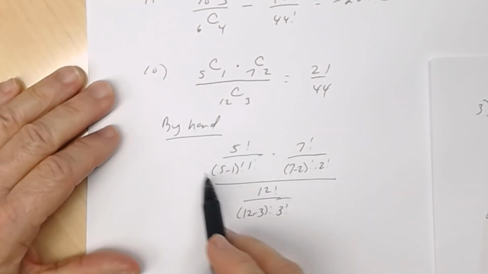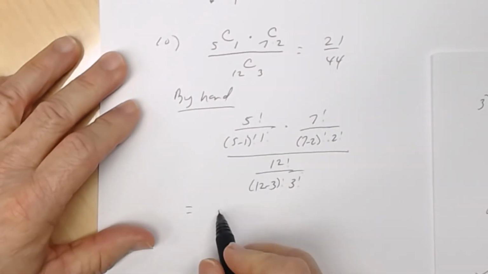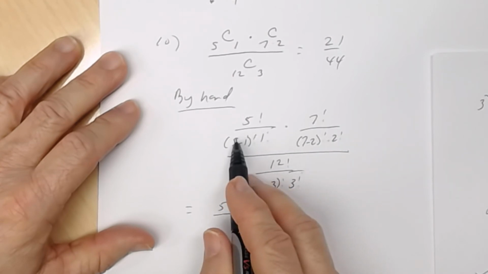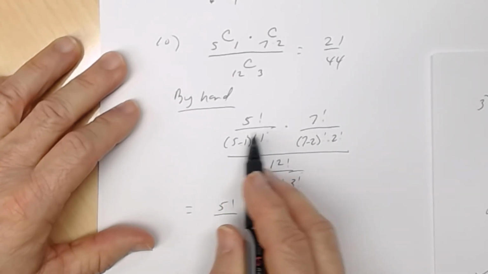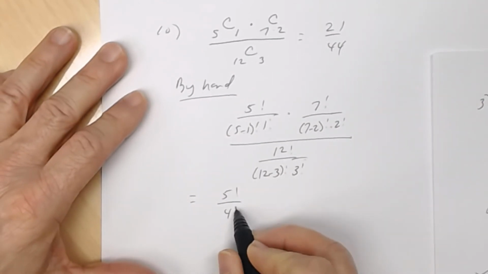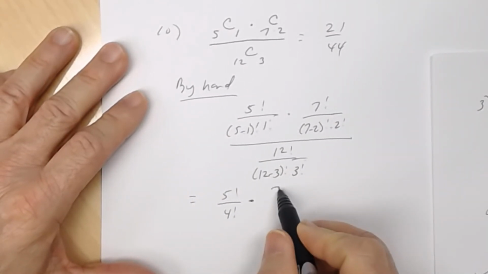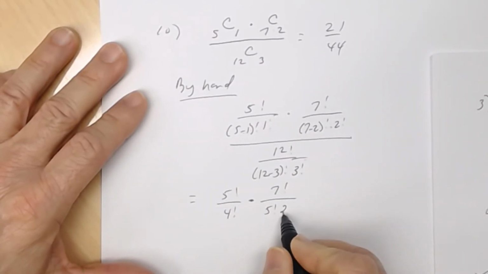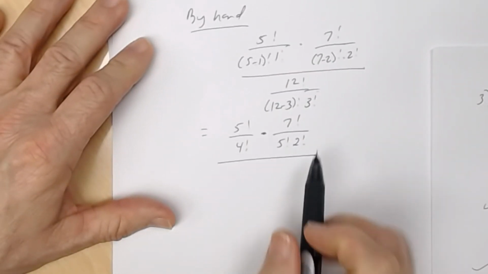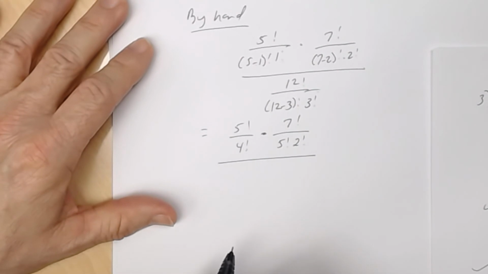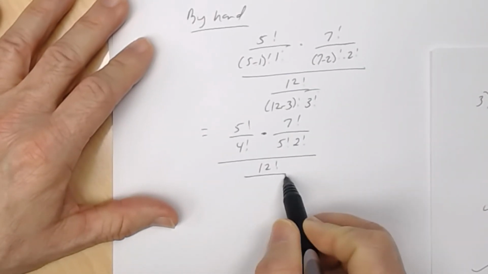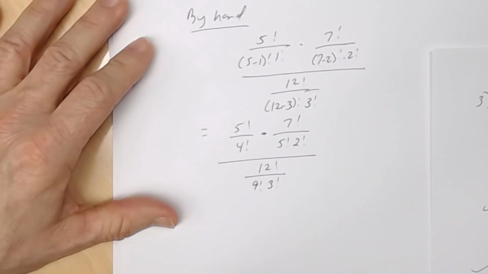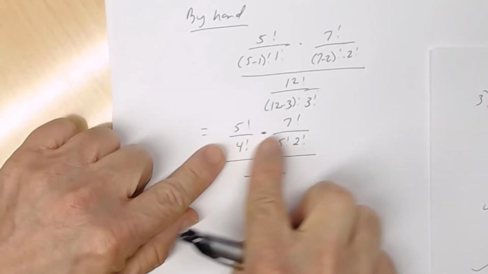Okay? All right, let's simplify this part here. So that's going to equal 5 factorial over. Do y'all agree that 5 minus 1 is 4? So that's 4 factorial. This is 1 factorial, which is 1. So that's just 4 factorial. Y'all agree with that? Okay. Times over here, that's 7 factorial over 7 minus 2 is 5 factorial times 2 factorial, divided by. So all I'm doing is just simplifying the parentheses and other things as much as I can. Over here, that's 12 factorial over 12 minus 3 is 9, right? So that's 9 factorial times 3 factorial, right?